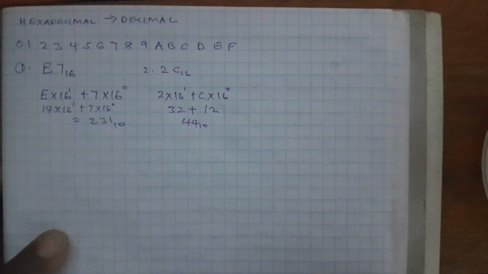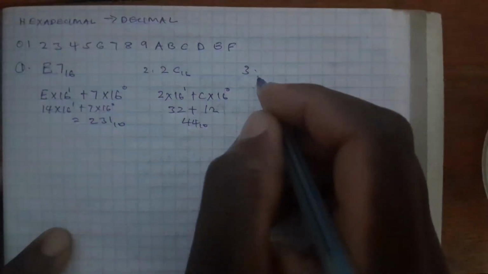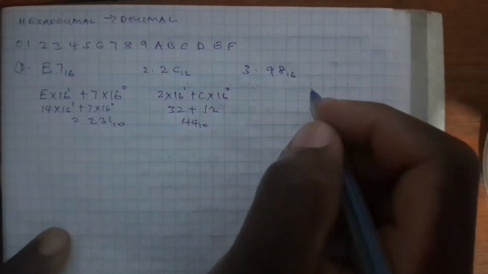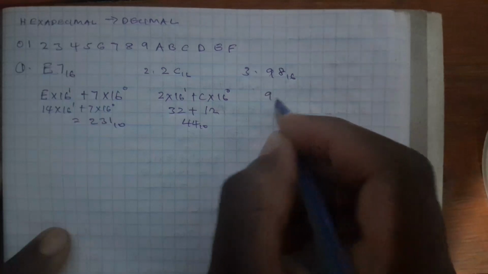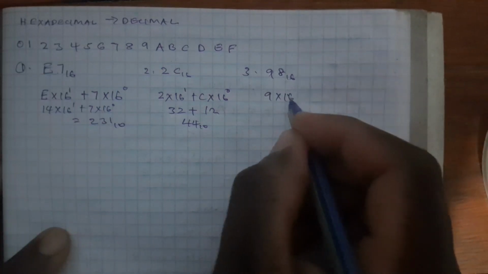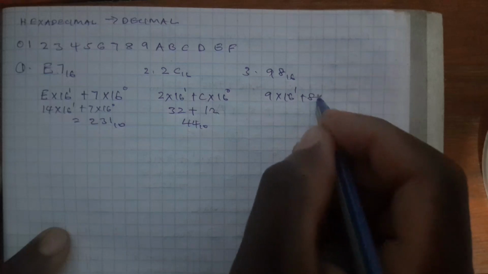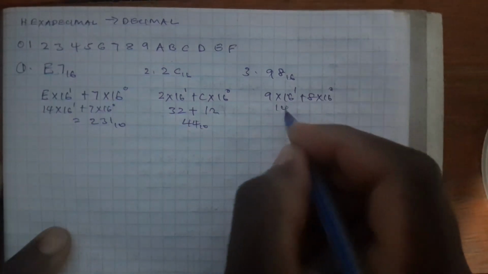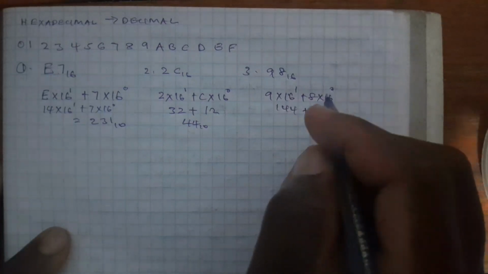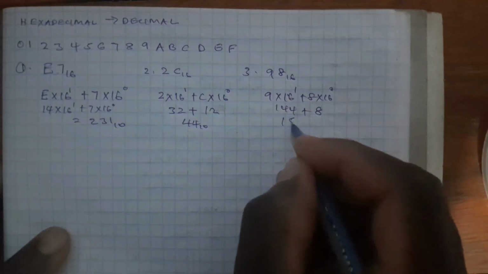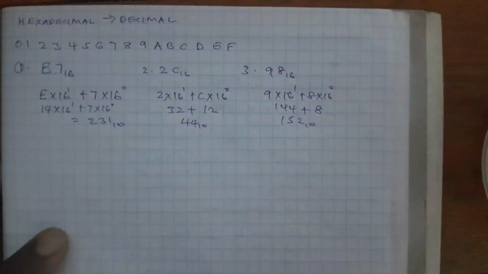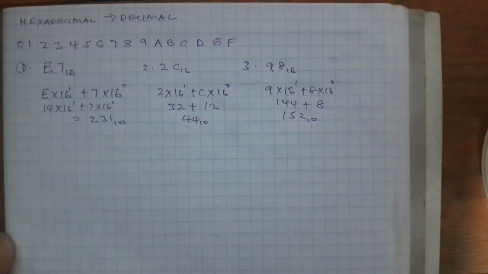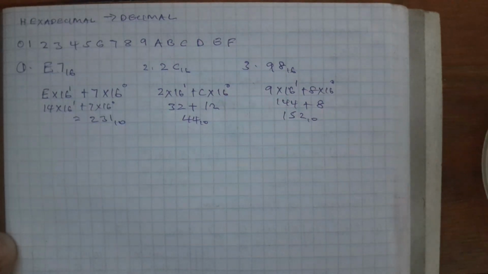This is a decimal number. And the third example, we have 98 to base 16. 98 to base 16 is 9 times 16 to power 1 plus 8 times 16 to power 0. And this gives you 144 plus 8. You work out that you have 152 to base 10. So that's the procedure on how to convert hexadecimal numbers to decimal numbers.